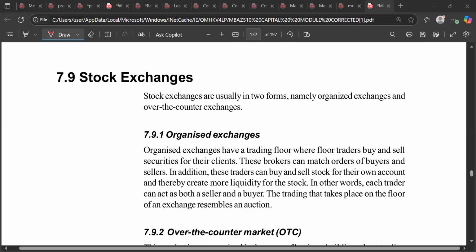Examples of organized exchanges are your London Stock Exchange, your New York Stock Exchange, your LUSE, whereas for over-the-counter markets, an example is NASDAQ, which in the beginning, before it became organized, was initially an over-the-counter market.